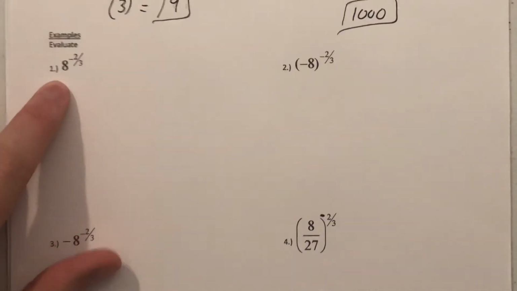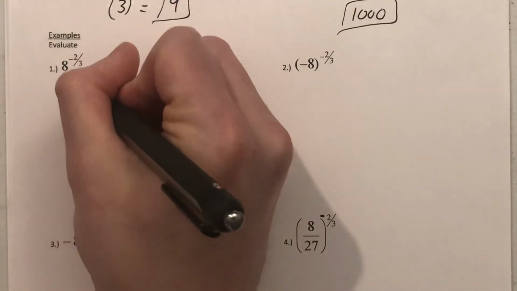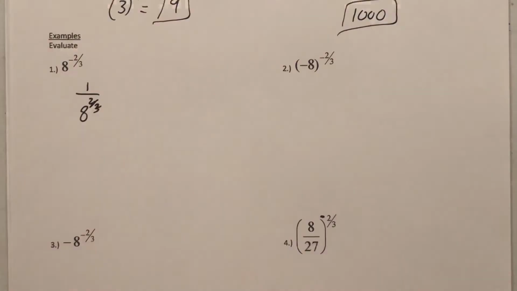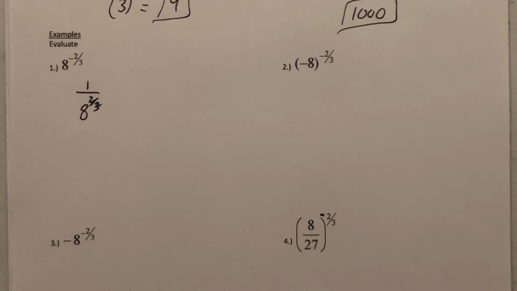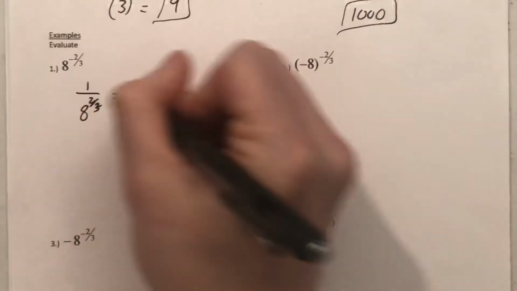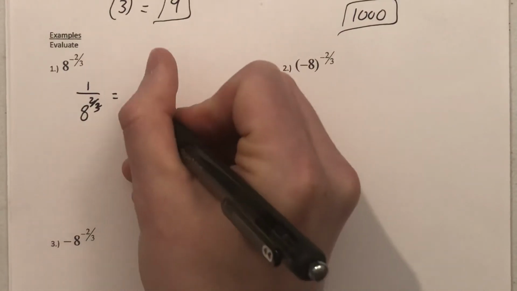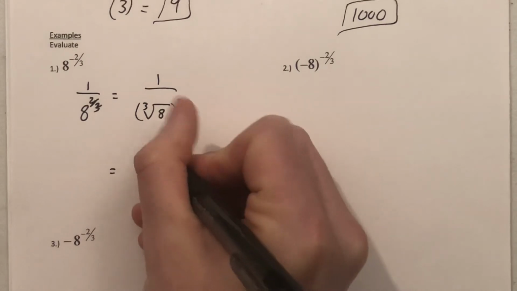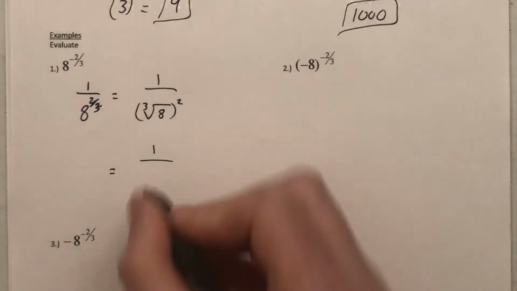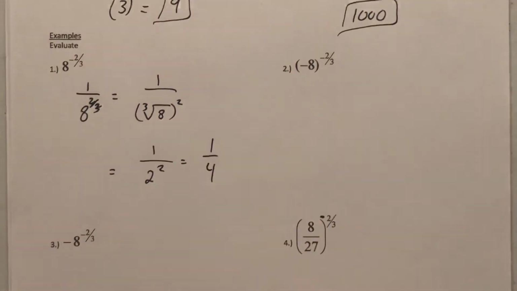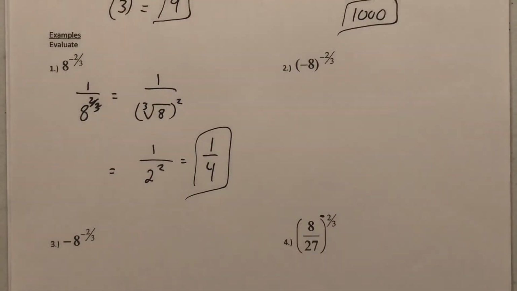And so, with an 8 to the negative 2/3, we would first rewrite that as 1 over 8. And now we can have that be to the positive 2/3. We've moved the base where it belongs. Now we have the positive exponent. And now we can go on interpreting it as the cube root of 8 squared. And so the cube root of 8 is 2. And then that 2 needs to be squared to give me 1/4.